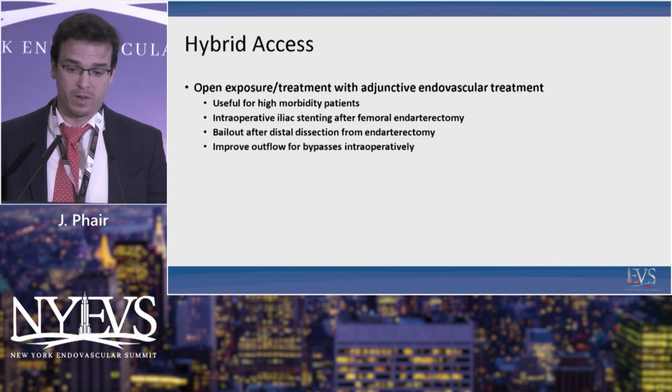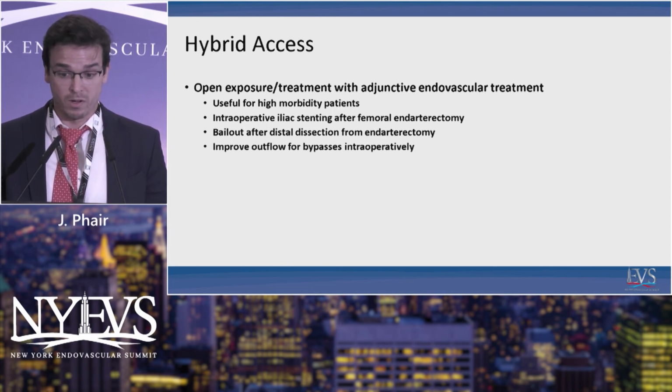This is the last example of a hybrid case because I'm running out of time. Open exposure and the treatment with adjunctive endovascular procedures. So this is good for high morbid patients. Like I said, this toolbox is based off patients, not the provider, not data. You have to base it on the patient who's presenting to your office or in the hospital. So it's good if you're doing a femoral endarterectomy, you want to stent the iliacs at the same time, or you do a femoral endarterectomy and you cause a dissection plane and your SFA is closed off. You could stick the patch and go down, and you could also improve outflow for your bypasses.